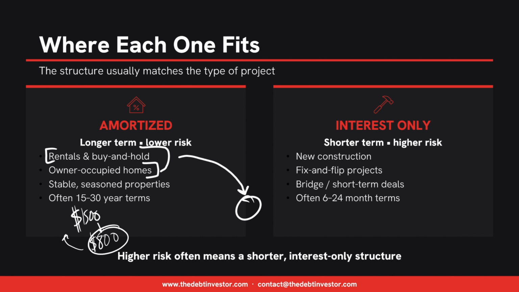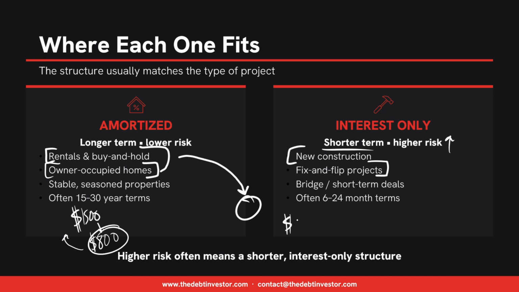Interest-only loans are going to be shorter term and subsequently higher risk, and they're going to be for things like new construction and fix and flips. So think about it: amortized is great because it pays the principal back, but it's only for income-generating properties and people who live in the homes. Whereas with new construction, they don't want as high of a payment because the property doesn't produce income. Their end goal is to actually sell it, and that's why you would use interest-only here.